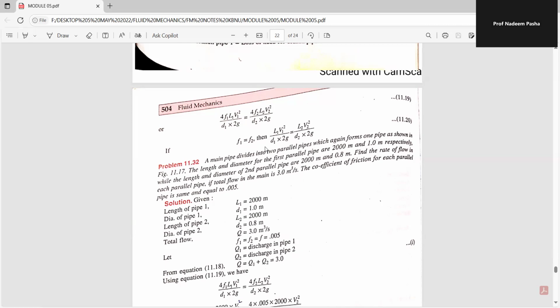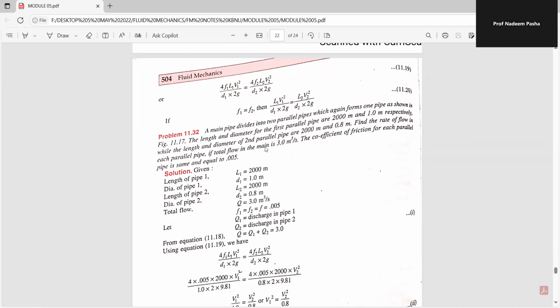So this is the equation for pipes connected in parallel. You need to be very careful while solving the problem. Different cases have different formulas. Till now we have seen that pipes connected in series are different. Pipes considered to be equivalent, the equation is different, and pipes connected in parallel, the equation is different. So we will solve a problem on it. What is the problem? A main pipe divides into two parallel pipes, which again form one pipe as shown in the figure. What is happening?